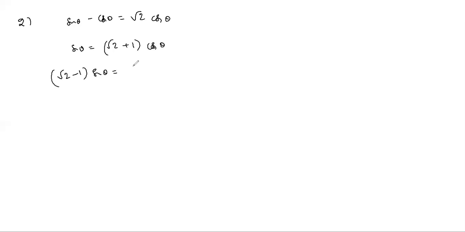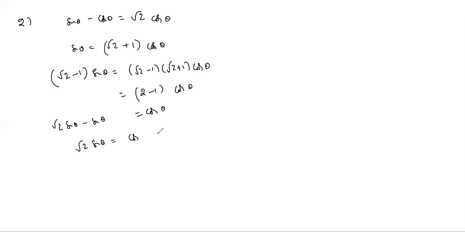Second question, we did already, I think. Sin theta minus cos theta equals root 2 cos theta. Sin theta equals root 2 plus 1 cos theta. We take cos theta to this side, plus cos theta. Now multiply with root 2 minus 1 on both sides. So root 2 plus 1 into root 2 minus 1 is 2 minus 1, and 2 minus 1 into cos theta is cos theta. This is root 2 sin theta minus 1 into sin theta, minus sin theta. So root 2 sin theta equals cos theta plus sin theta.